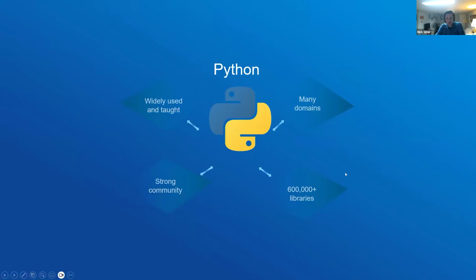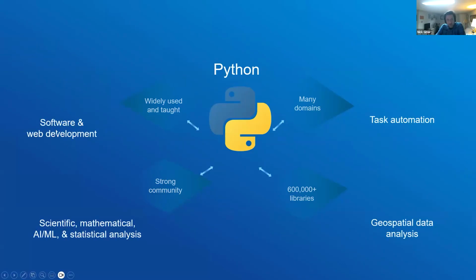Broadly speaking, people use Python to build and develop software. They use it for scientific, mathematical, and statistical analysis. They use it to automate their tasks, which you'll see some of today, and they use it for geospatial data analysis, and that's where we sit today.